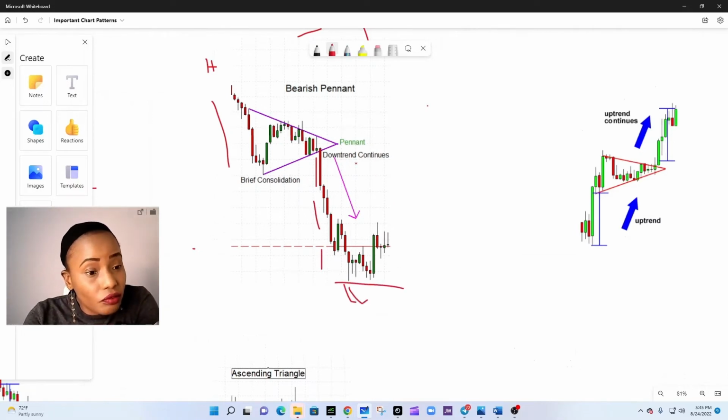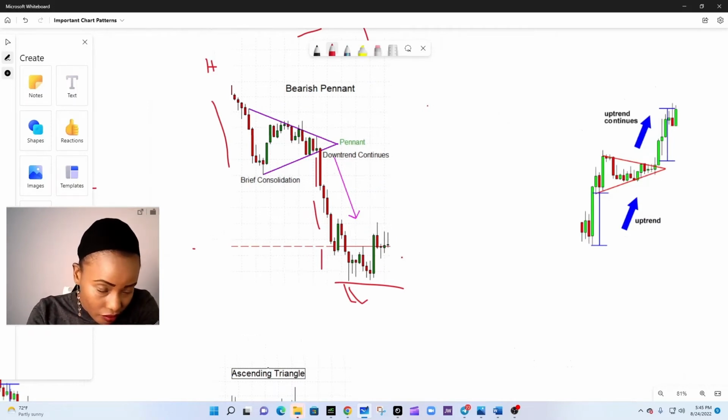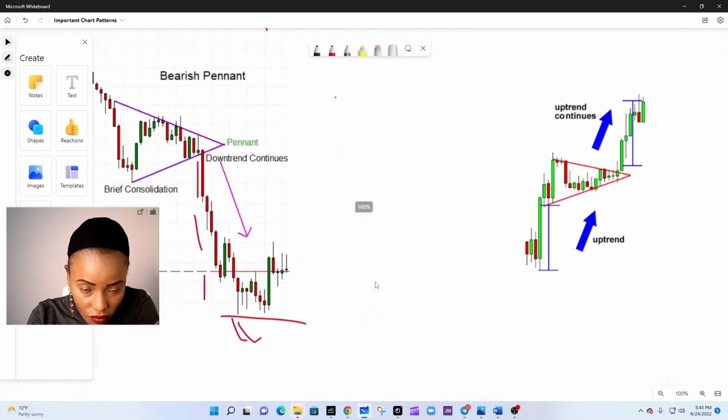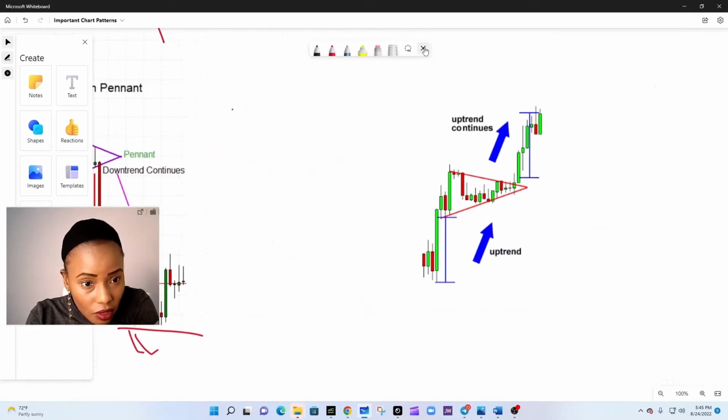So pennants are very good chart patterns that if you can identify them, you're able to collect more pips and be profitable, and they occur in the middle of the trend. They occur at the second level of the trend. And we have the bearish pennant, and the reverse is the same. We also have a bullish pennant. Let's look at a bullish pennant. This is a bullish pennant. You can see clearly.